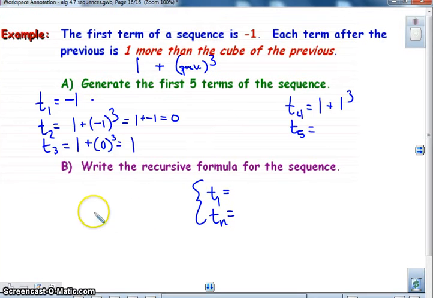Here's the pattern I started. Take a look at this. We'll finish it in class.